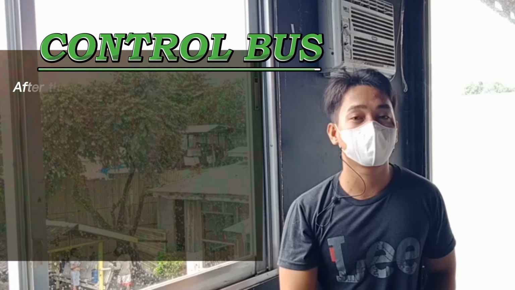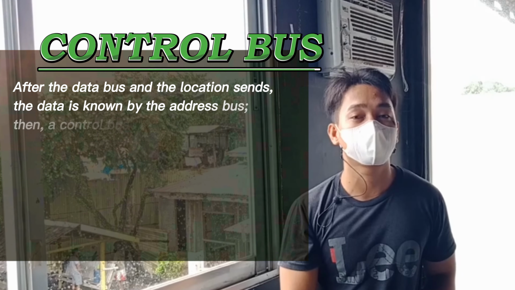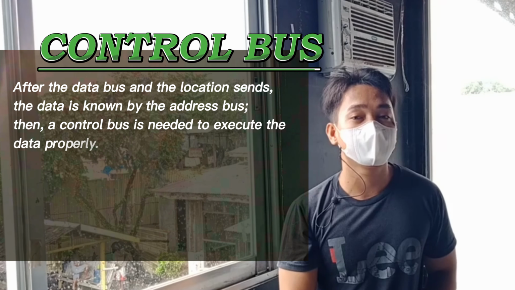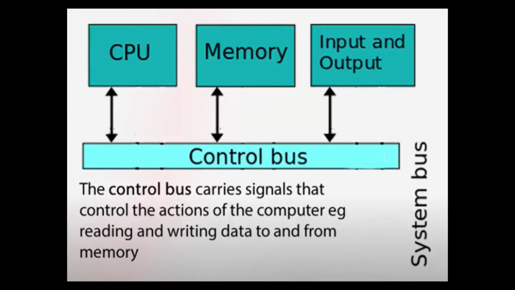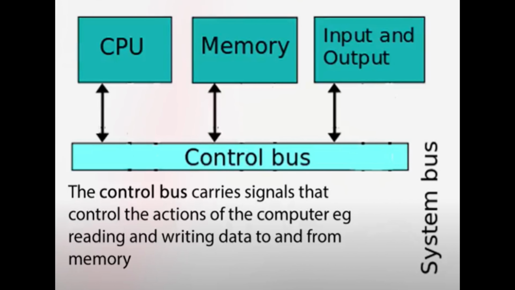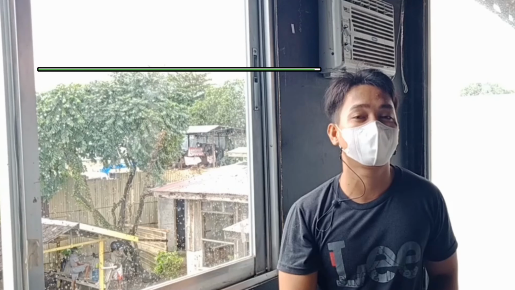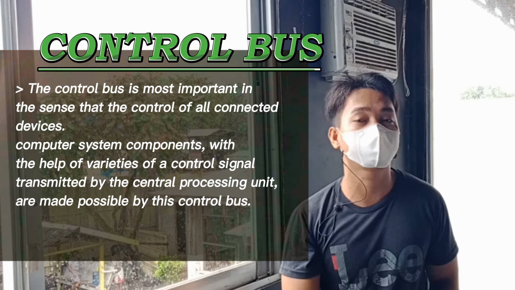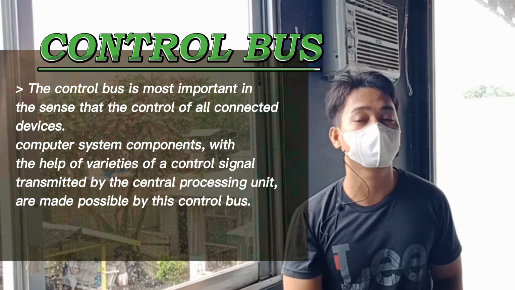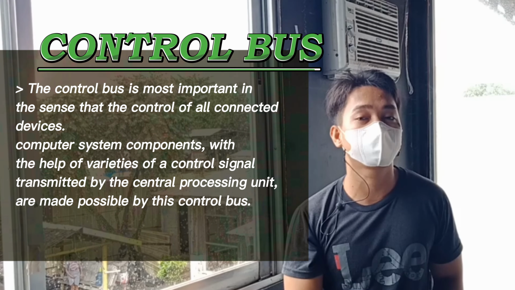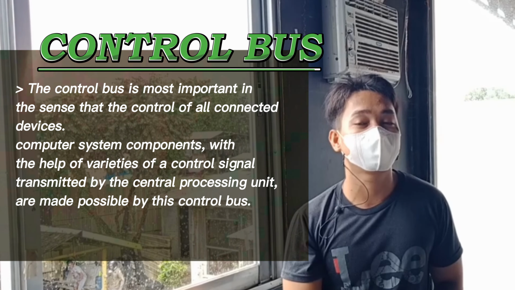Third is the control bus. After the data bus and the location sense, once the data is known by the address, a control bus is needed to execute the data properly. The control bus is a particular kind of computer bus that the central processor uses to communicate with other components and devices connected to the computer system. This kind of communication is made possible through cable connections and printed circuit boards. The control bus is important in the sense that it controls all connected devices. Also, the computer system components are made to work through the variety of control signals transmitted by the central processing unit via this control bus.